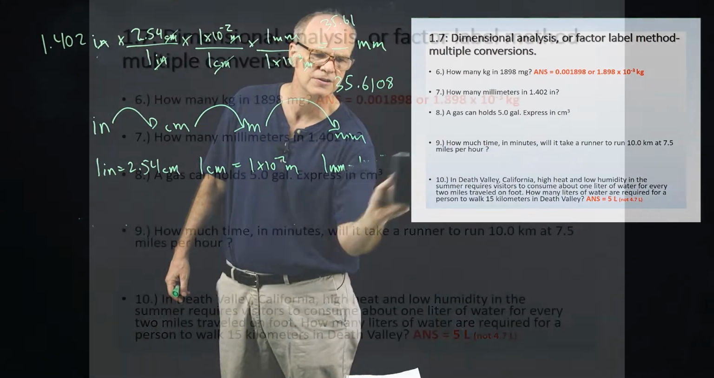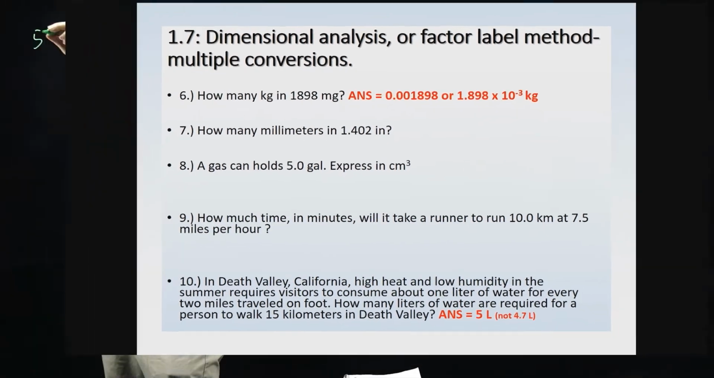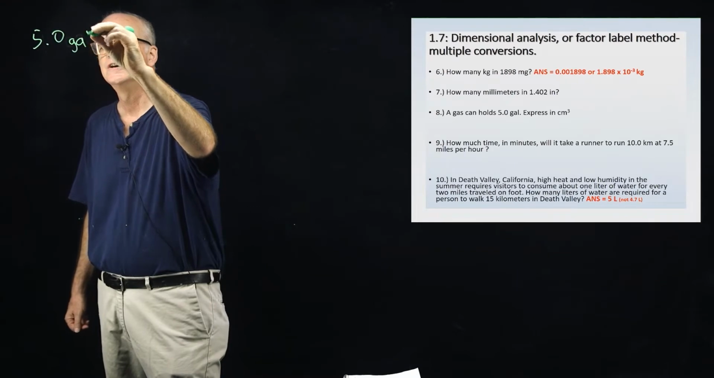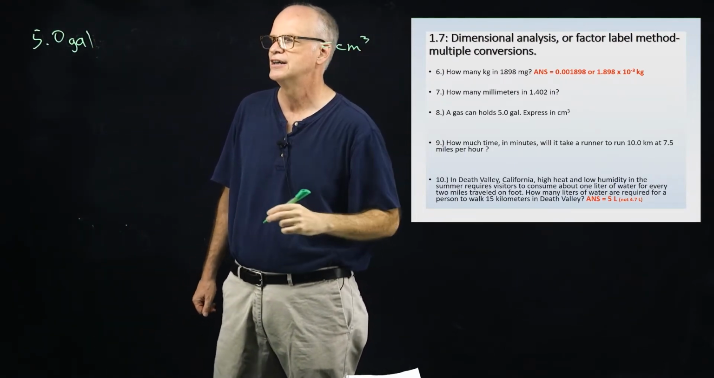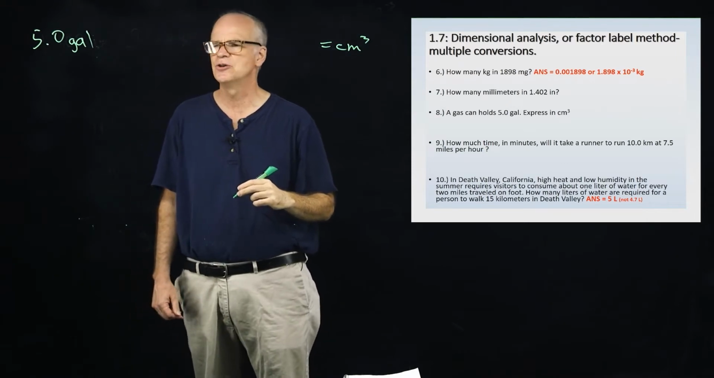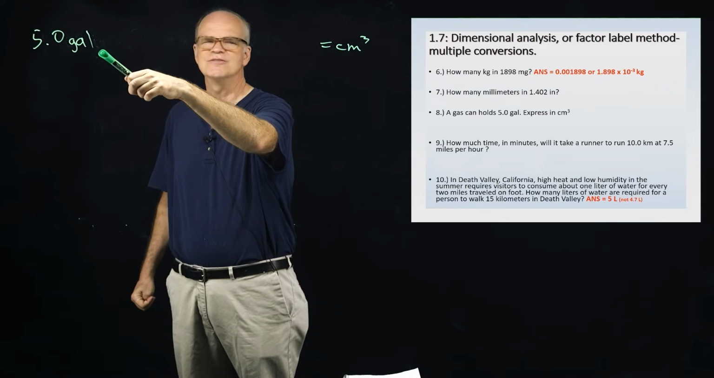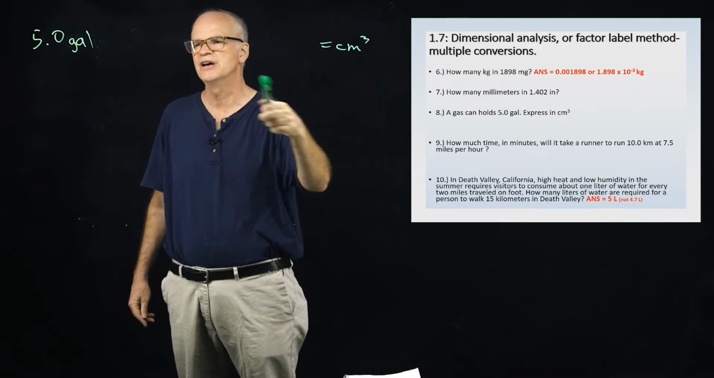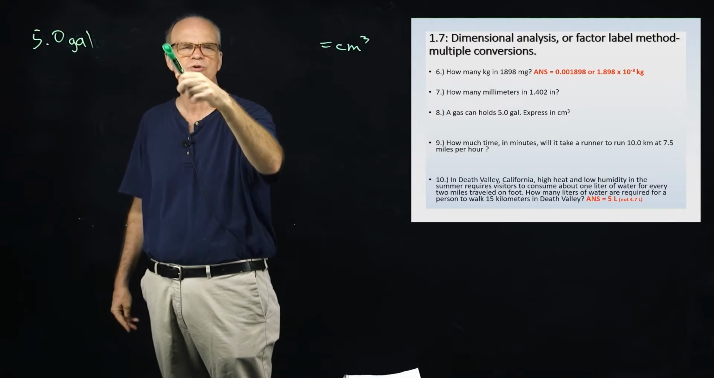Okay, let's move on. A gas can holds 5 gallons. Express this in cm cubed. Okay, this looks like it's going to be a pain. So we have 5.0 gallons, and we need to get this into centimeters cubed. Okay, so this is a little bit tricky because I definitely don't immediately remember a conversion from gallons to centimeters cubed. However, I kind of vaguely remember we might be able to convert gallons to quarts.